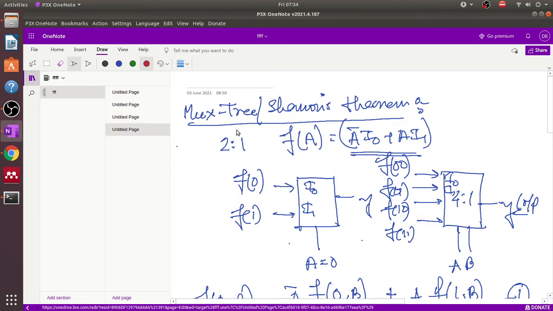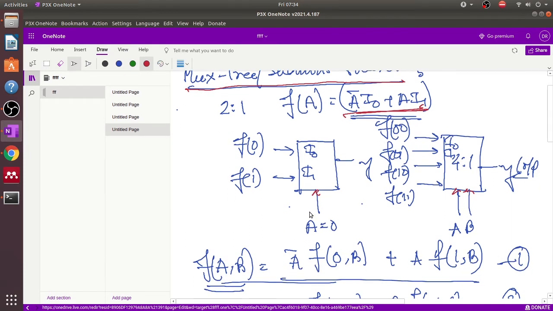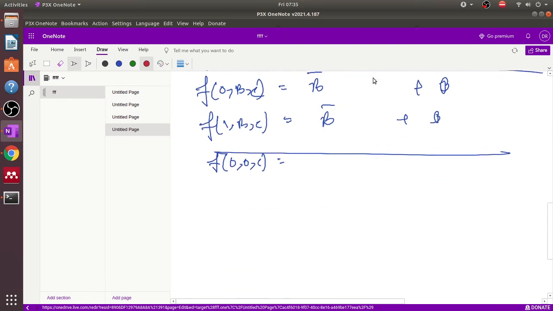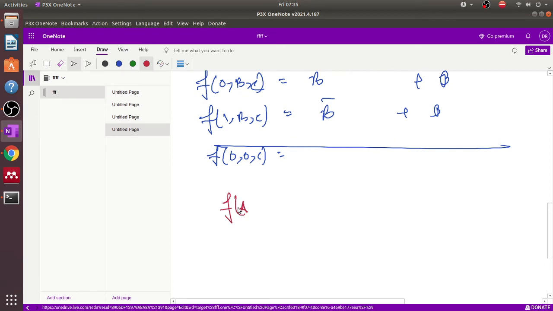Now we talk about something very important. Today's lecture is very important for this theory: the multiplexer Shannon theorem. One thing should be remembered: using the Shannon theorem, we represent the multiplexer equation in Shannon formula form. For 2:1, as an example, this is the output equation of a 2:1 multiplexer. For 2:1 there is only one control input, and for 4:1 there are two control inputs. This f of A is basically the output equation equal to A bar I0 plus A I1.